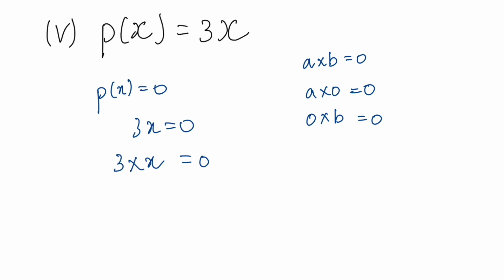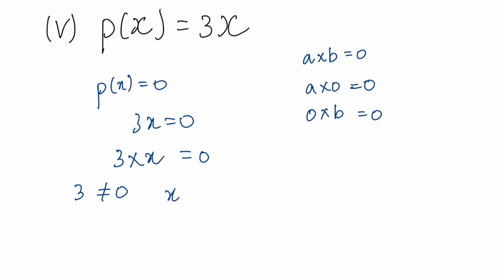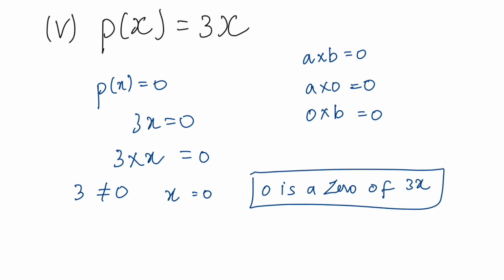So what you can do is, you can say either 3 equal to 0 or x equal to 0. 3, as we know for sure, is not equal to 0 because 3 is a number, right? 3 is a number and it has value 3. That is not equal to 0. So obviously x is equal to 0 and 0 is a 0 of 3x. This statement is quite ironic. 0 is a 0 of 3x.